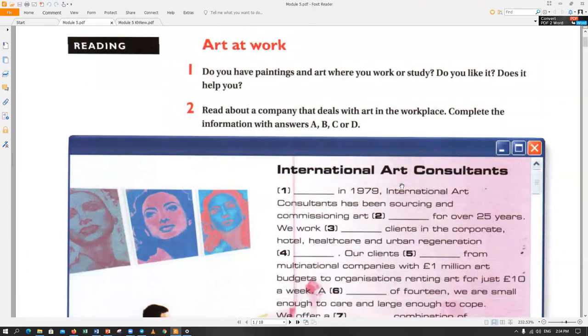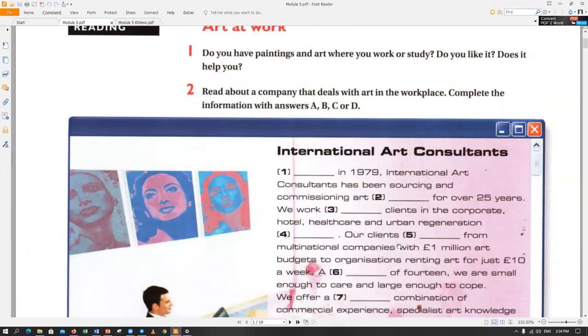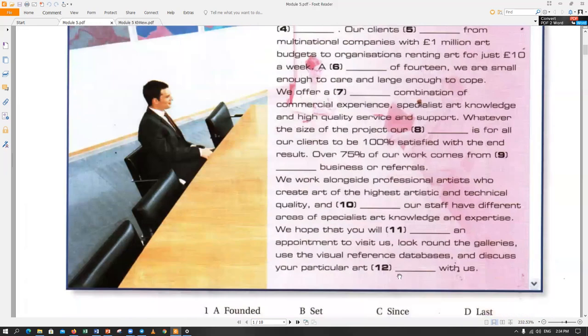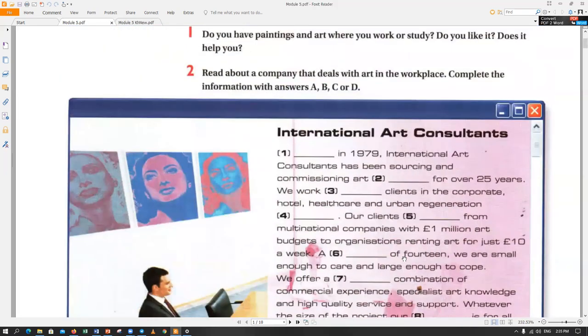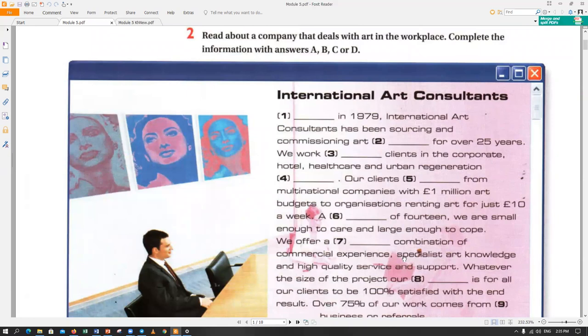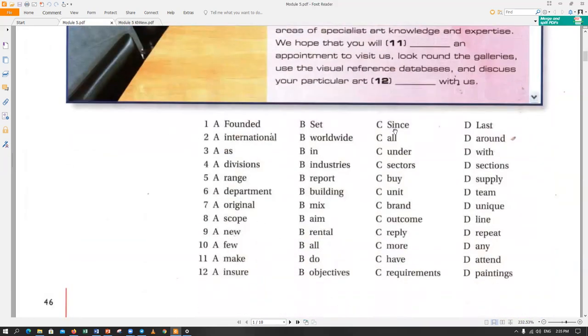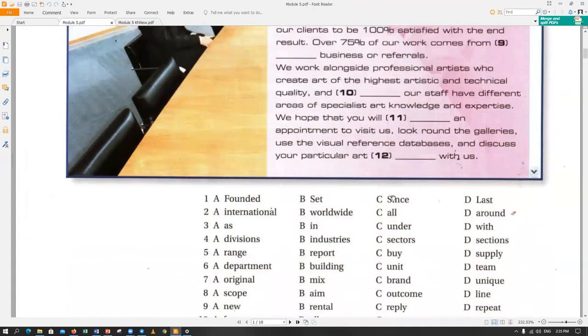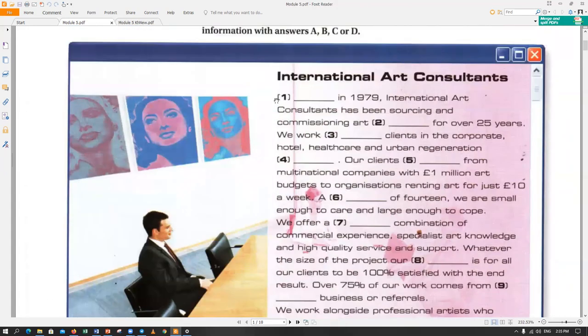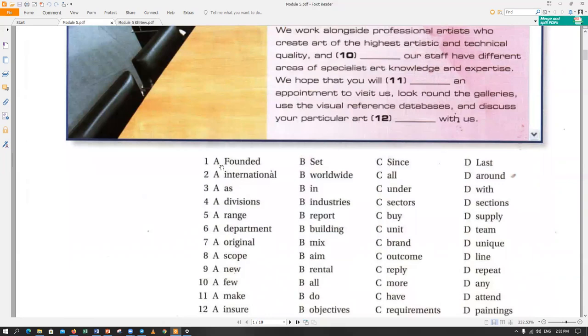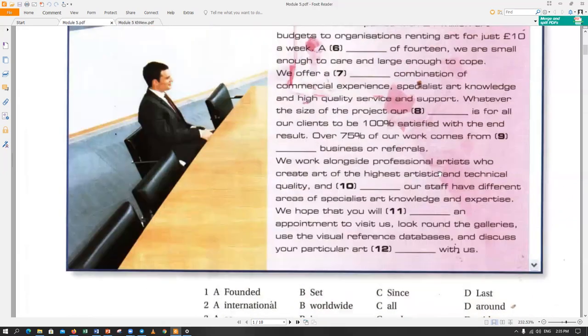So in the reading here, there are many missing words, about 12 missing words. So you need to make 12 completions by choosing the one that is correct, A, B, C, or D. By following each number, like number 1, you can choose from the 4 words for number 1.